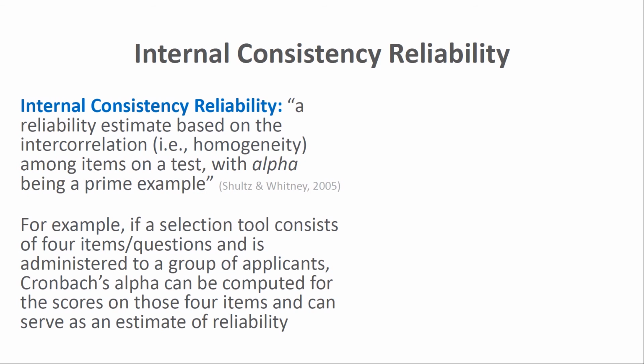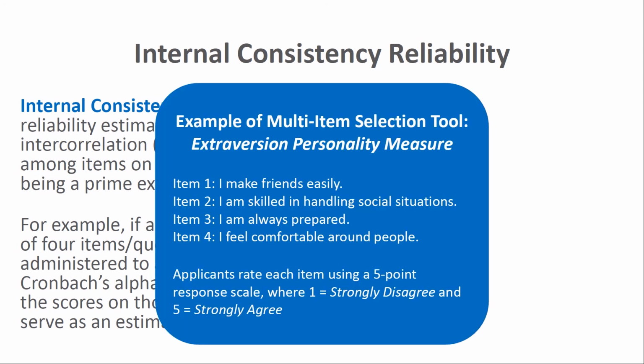So let's think of an example here. For example, if a selection tool consists of 4 items or questions and is administered to a group of applicants, Cronbach's alpha can be computed for the scores on those 4 items and can serve as an estimate of reliability. So let's make this more concrete.